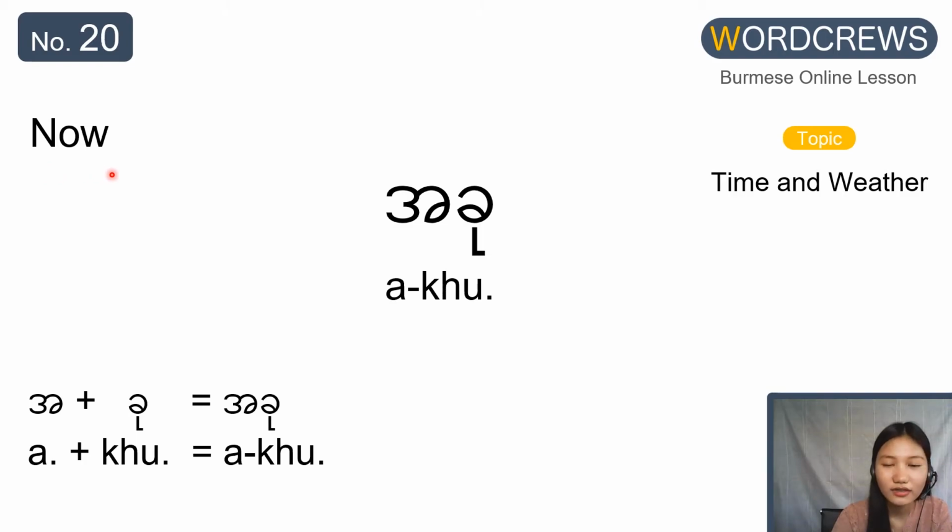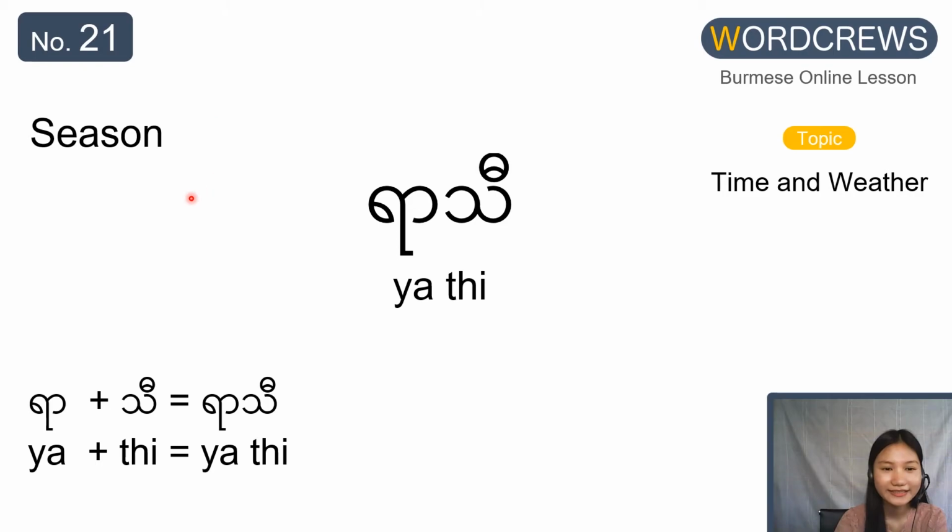So the next vocabulary is now, aku. Let's see how to read it. So here is first alphabet a, and second one is combination of alphabet ka and u, so we pronounce ku. Altogether, aku. But we don't pronounce it in full, we just pronounce aku. Now, aku.